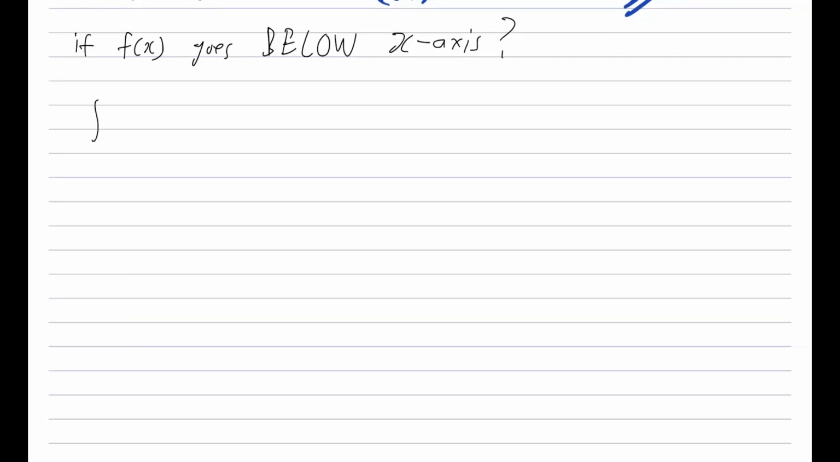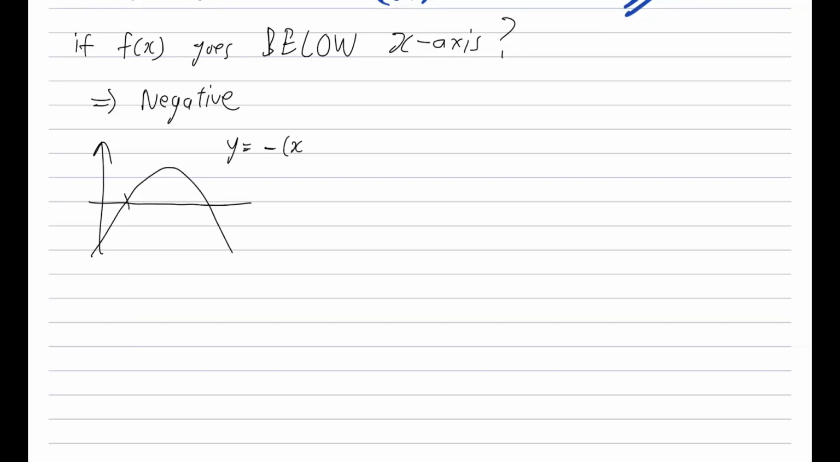So for example, the answer will be negative. Let's quickly take a look. What's a good function? Let's say we have y equals negative (x minus 1)(x minus 5), where the roots are 1 and 5. Expand this, I get negative x squared, minus 1 minus 5 is minus 6, plus 5. Distribute, I get y equals minus x squared plus 6x minus 5.